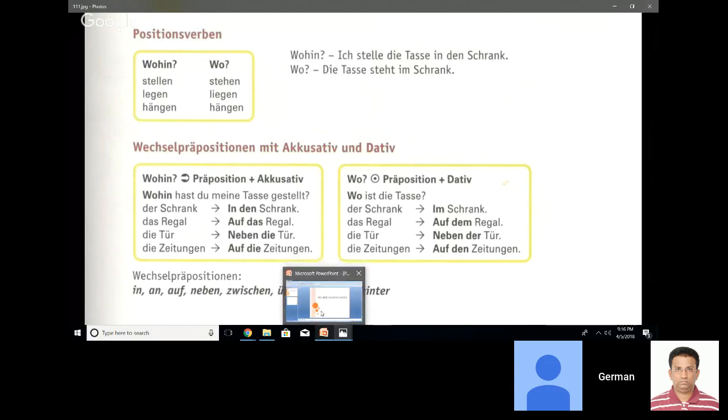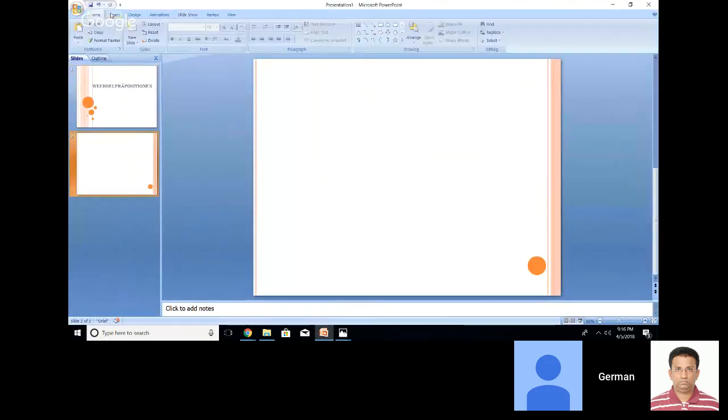Let's take an example. For accusative, the question is wohin. So let's understand. Wohin legst du das Heft? The answer to this question would be ich lege.